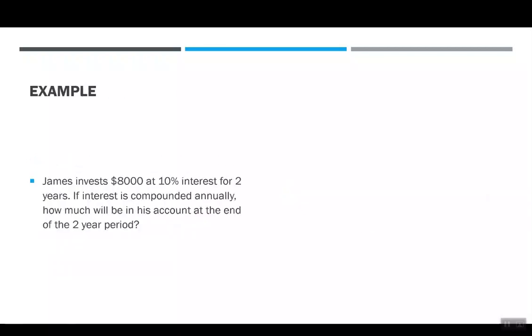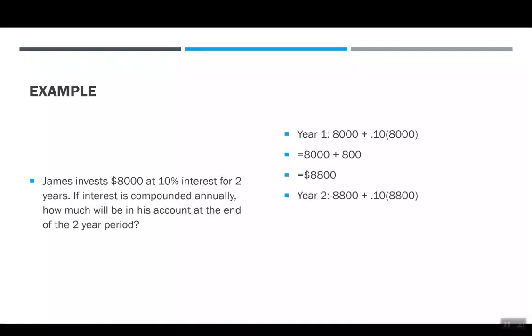James invests $8,000 at 10% interest for 2 years. If interest is compounded annually, how much will be in the account at the end of the 2-year period? So in year 1, we have the $8,000 that James started with plus 10% of the $8,000. This gives us $8,000 plus $800. So at the end of year 1, there's a balance of $8,800.